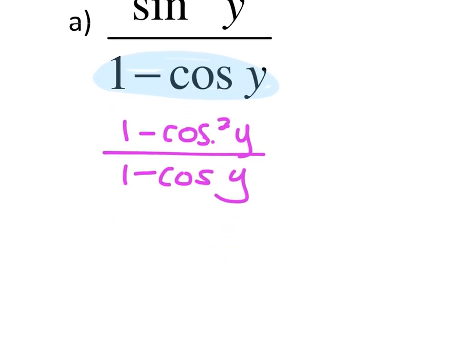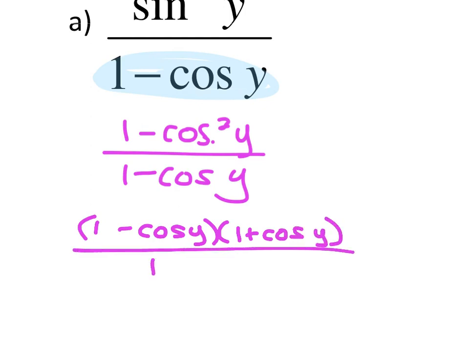Now I already know I got to go further because it told me no fractions, right? So what's true about 1 and cosine squared? Are they both perfect squares? Is there a minus between them? What is that? Difference of two squares. So this becomes 1 minus cosine y and 1 plus cosine y over 1 minus cosine y. These cancel and I get 1 plus cosine y.